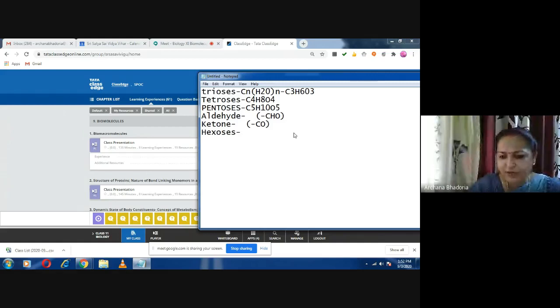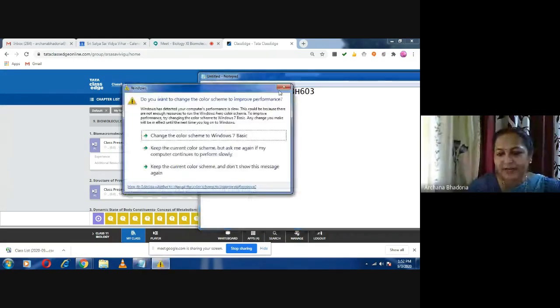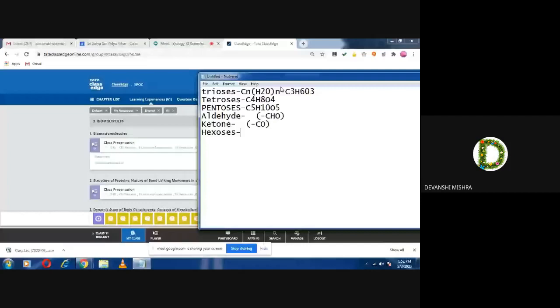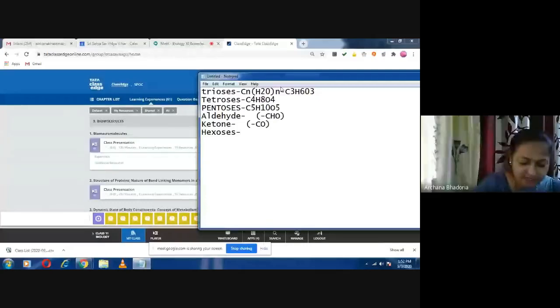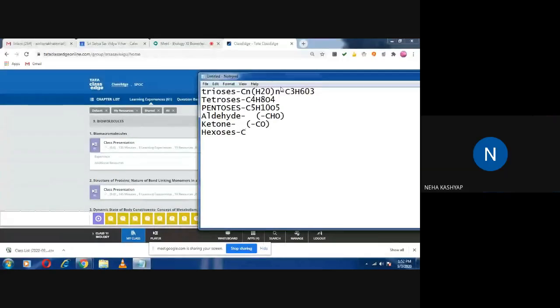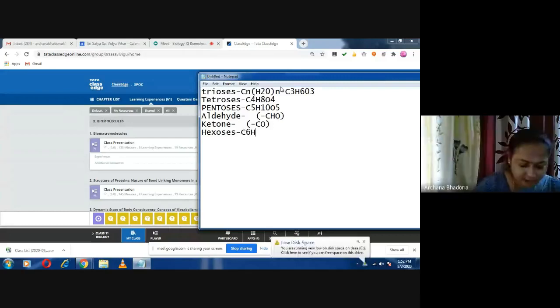You have to note down, children, and later read it in the book also. These things you will get in the book but you may not get them in a properly organized way. So when I am showing you the slides, try to note it down. That will make up your notes. So hexoses means how many carbon atoms? 6 carbon atoms. So what will be the formula? Tell me quickly. C6H12O6.